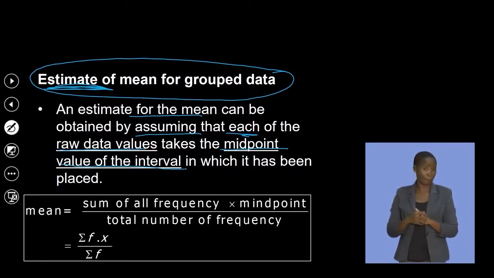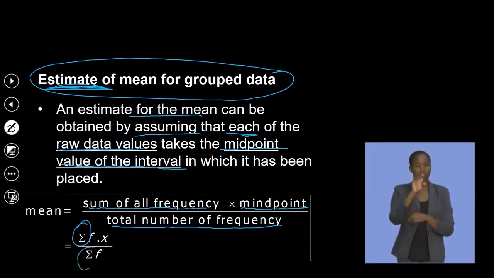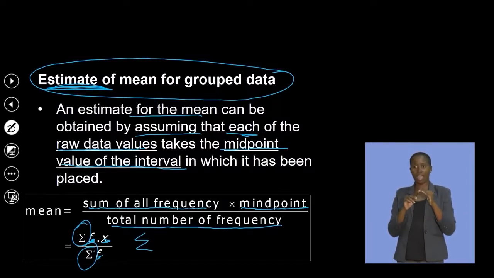So the mean is the sum of all frequency times the midpoint, divided by the total number of frequency. This sign just means sum. Sum is the same as add. This is F, F is for frequency, X is the midpoint, over sigma F. That sign, which is called sigma, means add. Let's look at an actual example.